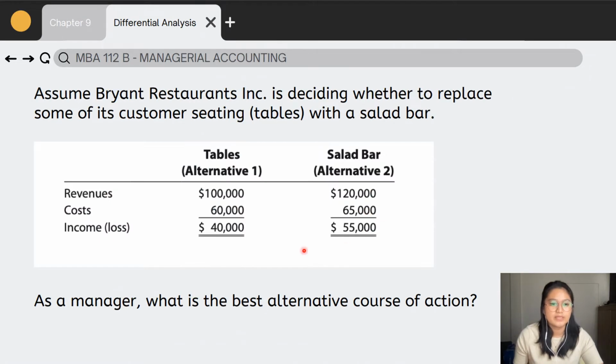So to illustrate, here is an example from Bryant Restaurants Incorporated. Let's assume that Bryant Restaurants is deciding whether to replace some of its customer seating or tables with a salad bar. In this table here, we'll see the information or the facts that we currently have. We have alternative 1 for the tables, alternative 2 for the salad bar, and you can see the revenues and costs for choosing alternative 1, and the same for alternative 2. Now, if you have this data as a manager, what is the best alternative course of action?